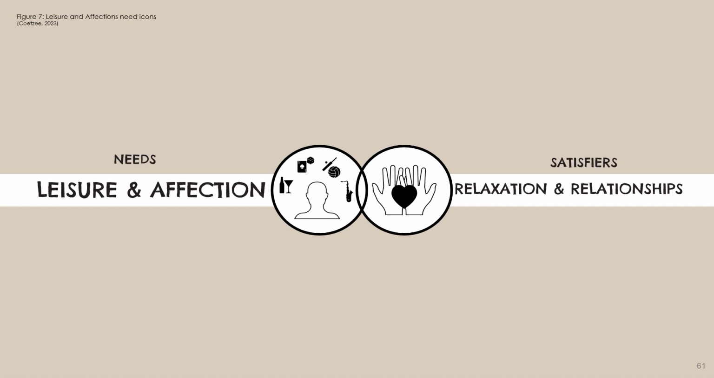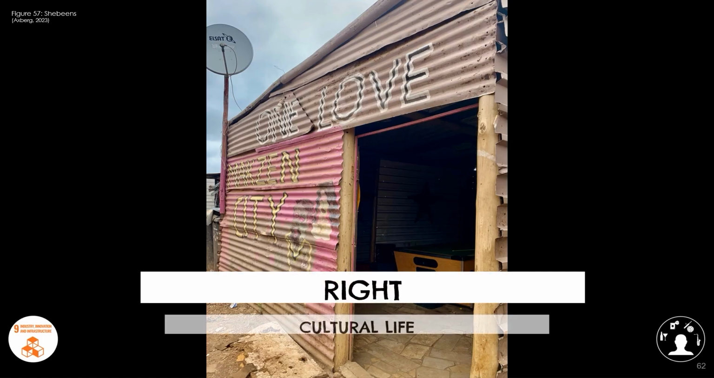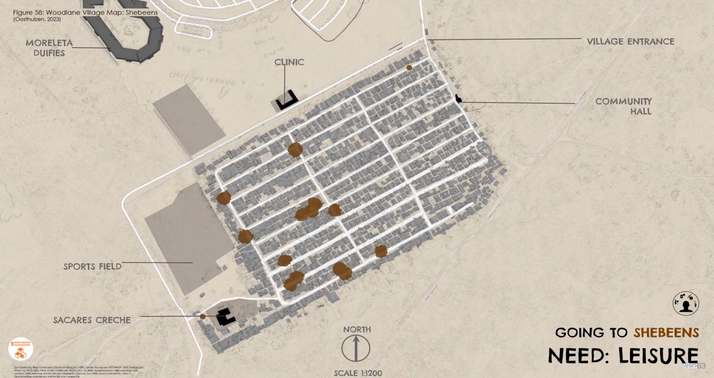We analyze the influence of the needs for leisure and affection on each other. We observe that these two needs go hand in hand in Woodlane Village. As per international law, people have the right to take part in cultural life. Shebeens are places for leisure in Woodlane Village. The map shows the locations of the shebeens we identified in the settlement.